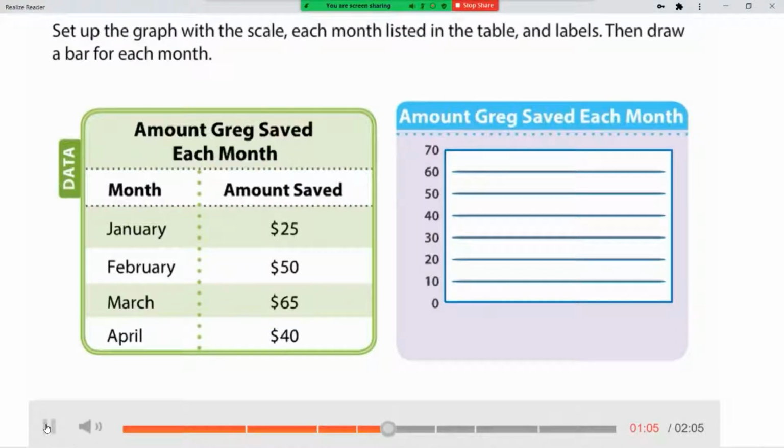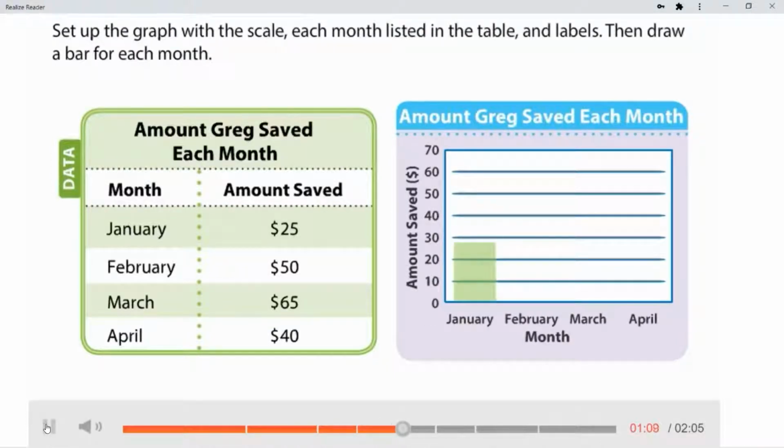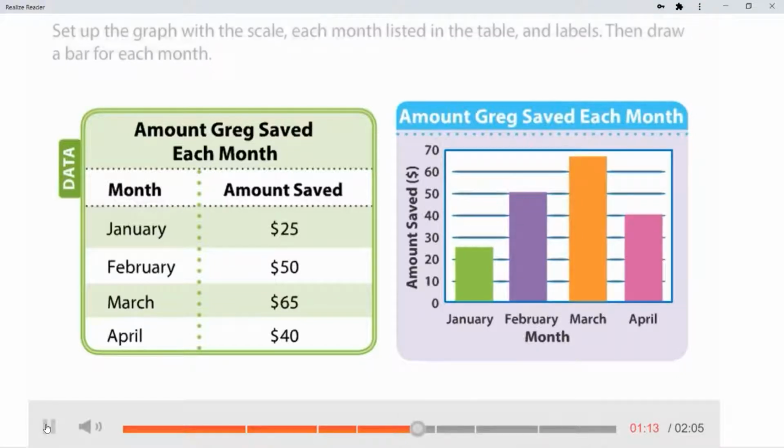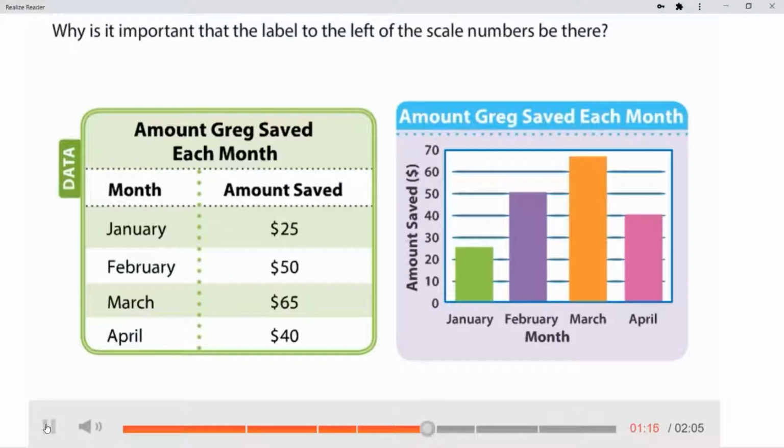Set up the graph with the scale, each month listed in the table, and labels. Then draw a bar for each month. Why is it important that the label to the left of the scale numbers be there? Now the labels are really important, and particularly the one on the left side, it tells you how you're measuring and the unit that you're measuring in.